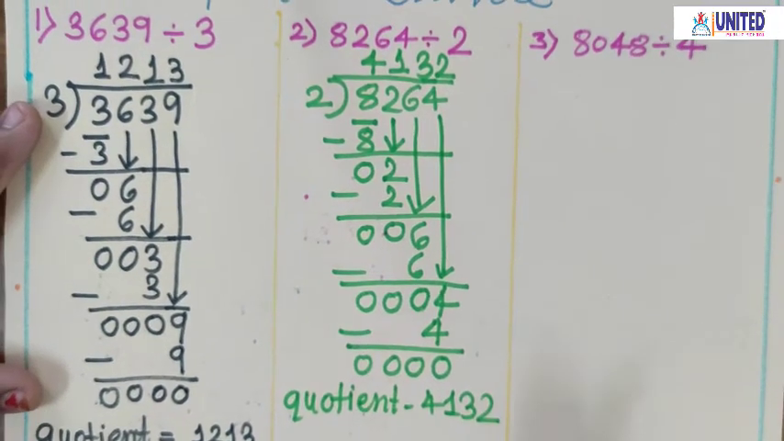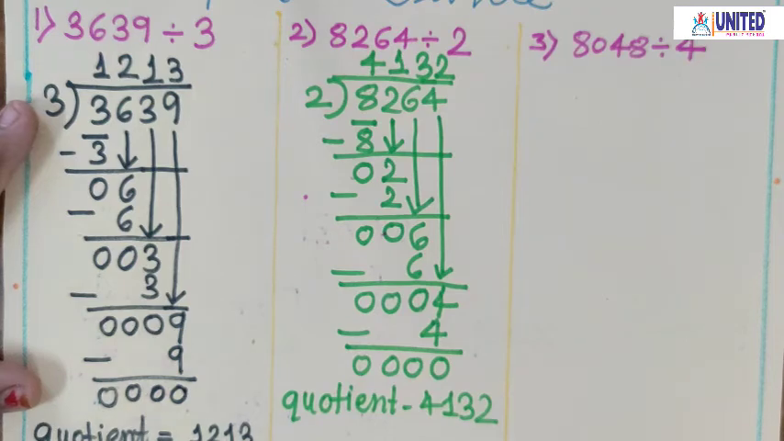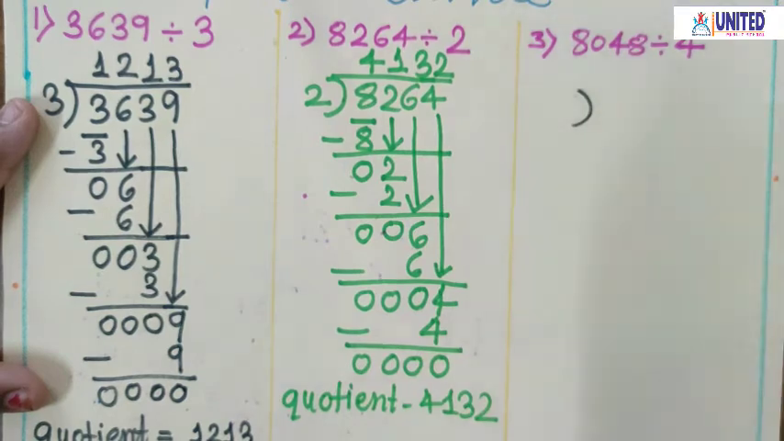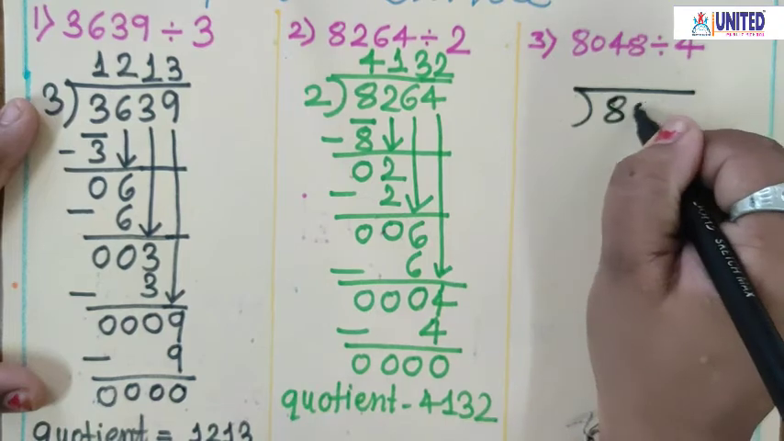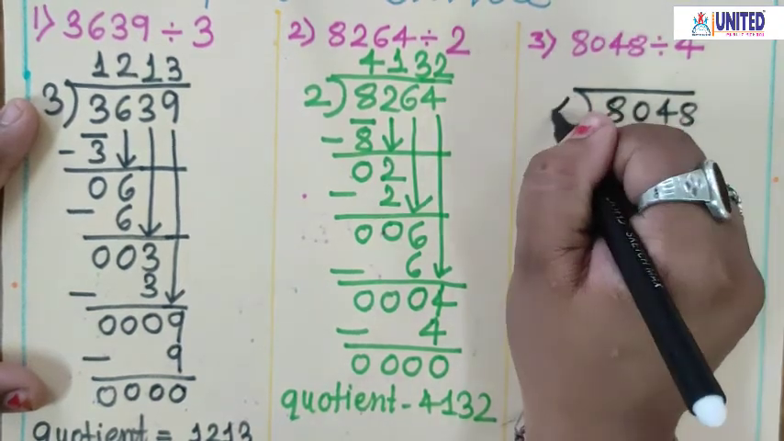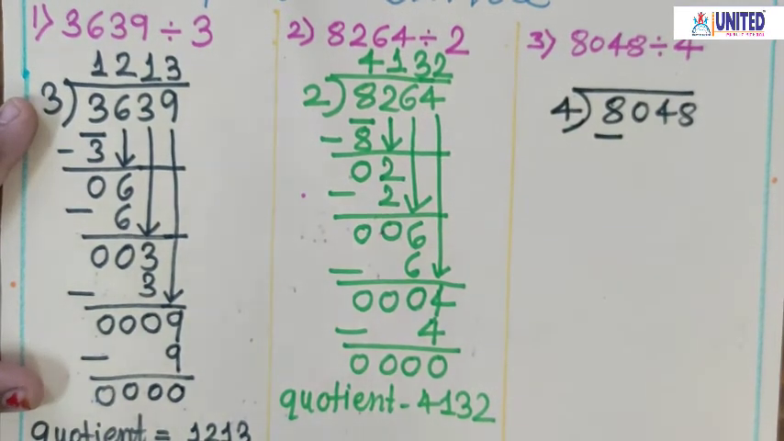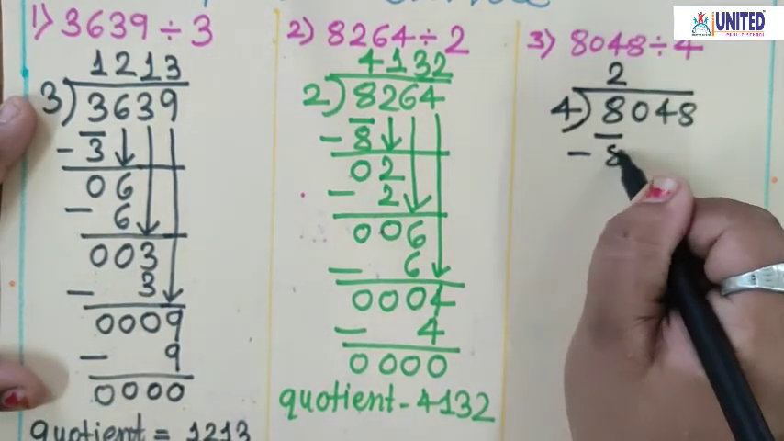Okay. Let's see one more example. That is 8048 divided by 4. Right? So 8048 is dividend and 4 is the divisor. So arrange it into the long division sign. 8048 divided by 4. Okay. Now let's check the first number 8. It is greater than 4. So we have to divide it. So at which place 8 comes? 4 2s are 8. Right?